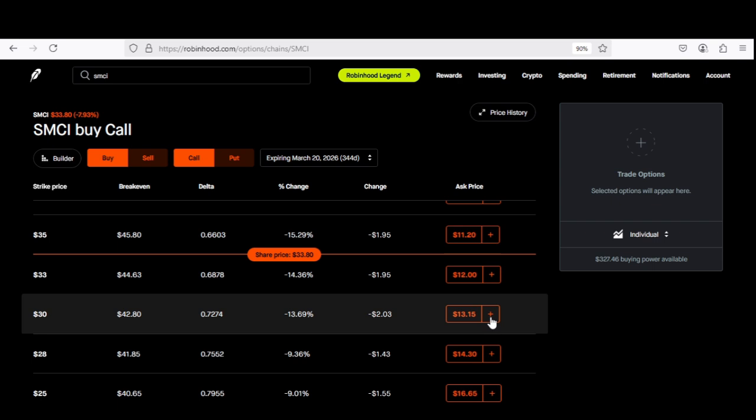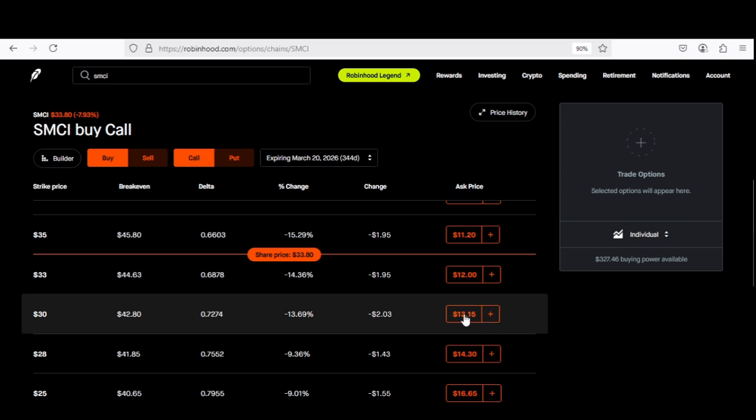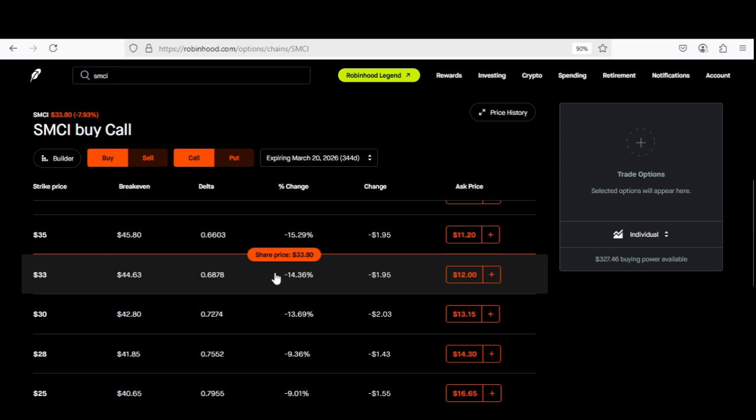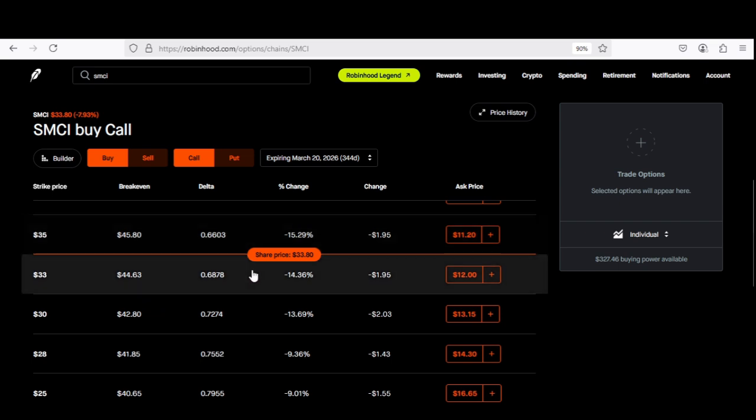Now, why would anyone want to pick up a LEAPS option in their portfolio? Well, it's quite simple. A LEAPS option allows you to control 100 shares or more of a stock at a much lesser price than it would cost you to purchase 100 shares of the stock outright. So, just using this example, if you were to buy this LEAPS option, it's going to cost you $1,315. However, if you were to pick up 100 shares of the stock, it would cost you $3,380. So, LEAPS is pretty much like a cheat code.